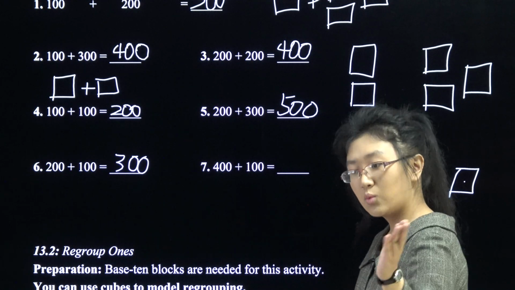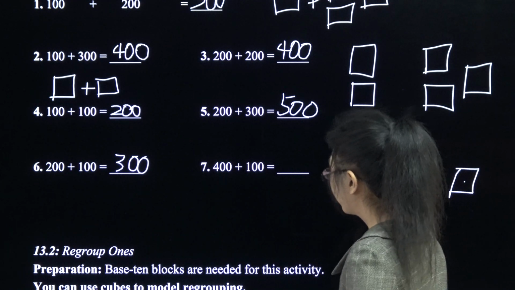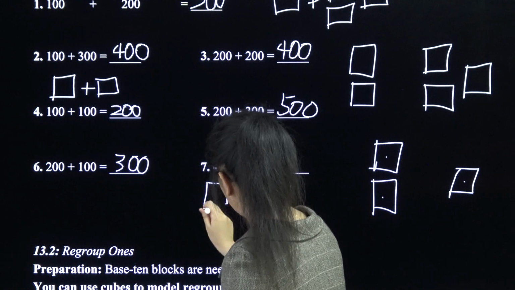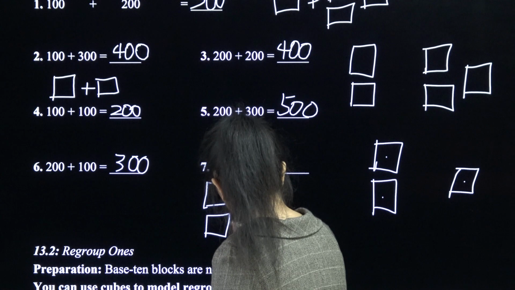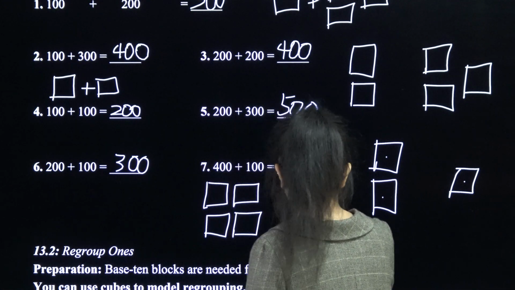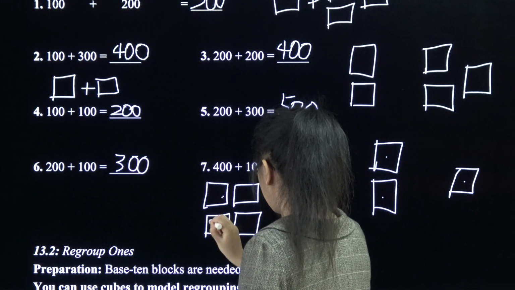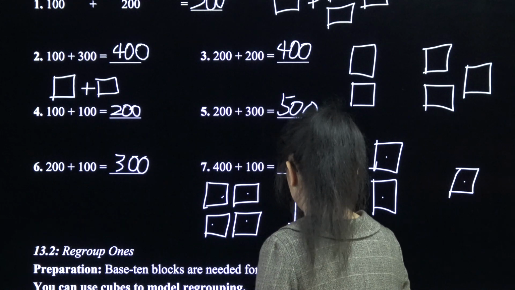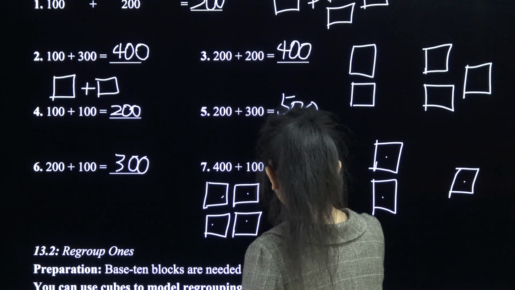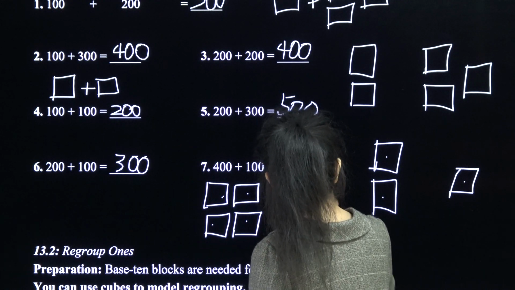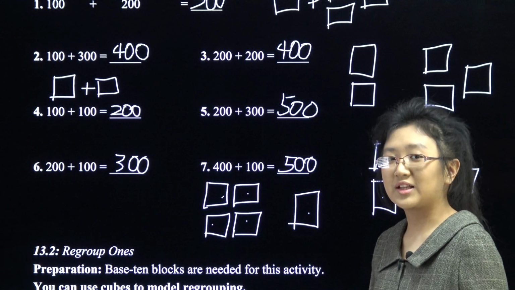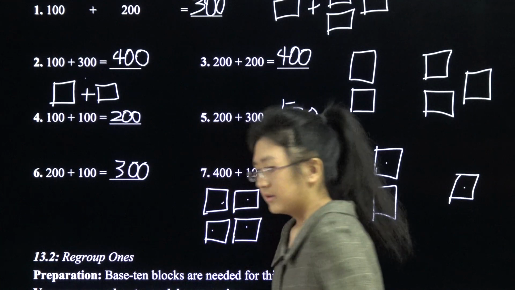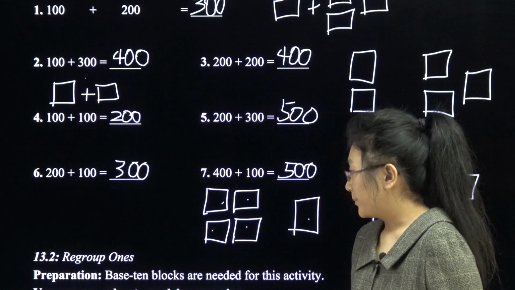400 plus 100. 4 plus 1 equals 5. And if we really want to model it out, 2, 3, 400, and then there's another 100 over here. 1, 2, 3, 4, 5. 500. 5 and 2 zeros. That's clear now, isn't it? So now we're going to move on to something harder.